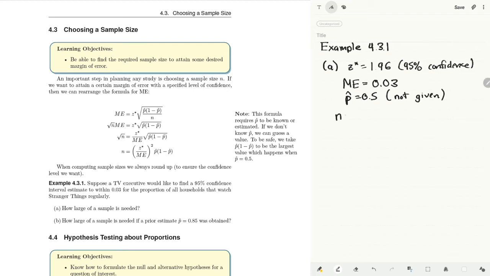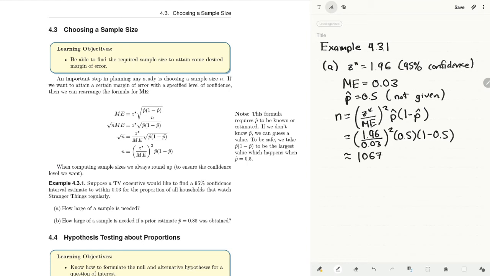So now we can find the sample size. So n is going to be the critical value over the margin of error squared times p hat times 1 minus p hat. So we have 1.96 over 0.03 squared times 0.5 times 1 minus 0.5. And this will be approximately 1067.1 repeating.